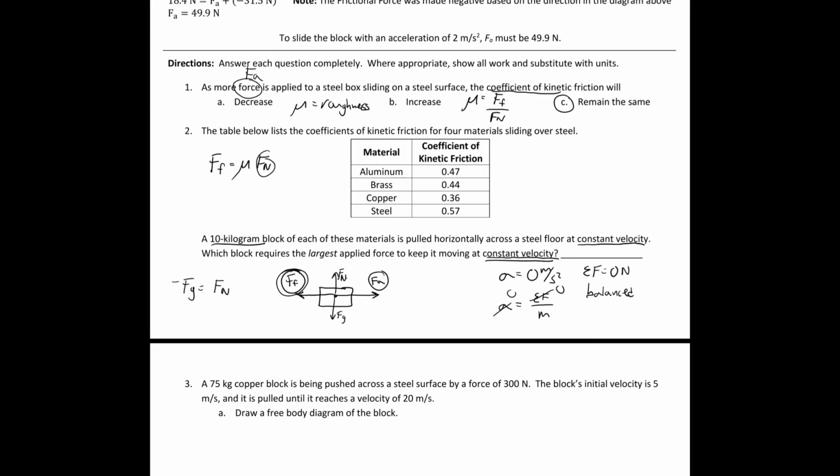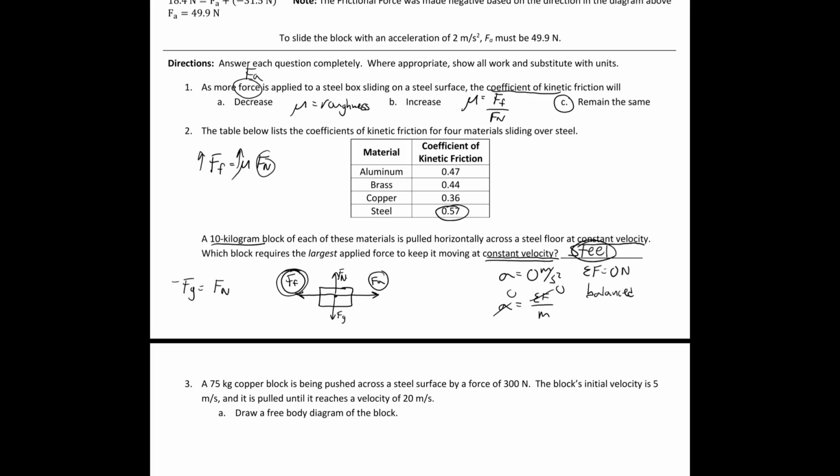In essence, the normal force isn't changing here. We're only caring about the coefficient. So we want the largest coefficient of friction. That will give us the greatest frictional force, which will cause us to have to pull with the largest force to keep it moving at a constant velocity. So as you can see, steel on this surface will create the greatest frictional force.